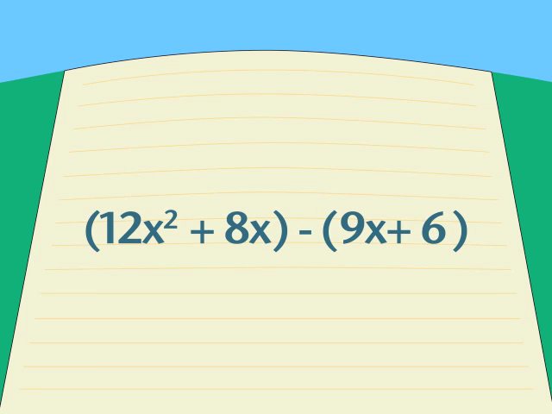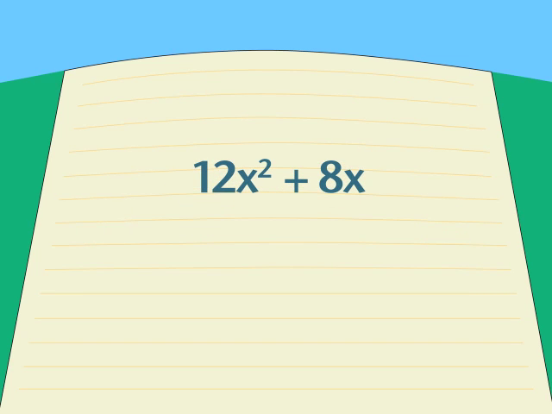Now we factor the two groups separately. We do the first group first. We're looking for the largest common factor for 12x squared and 8x. What goes evenly into both? 4x, because 4x times 3x is 12x squared, and 4x times 2 is 8x.